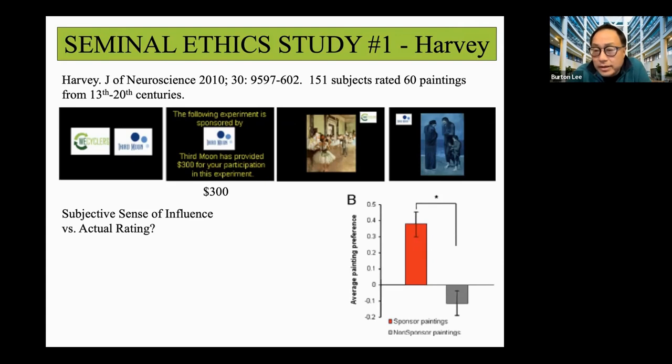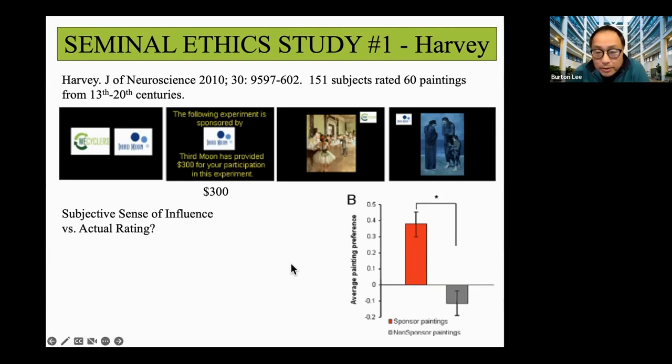So now you could think about it. Well, that kind of makes sense, right? Some company paid you $300, so maybe you don't necessarily like the painting any better, but maybe you feel some social obligation, so you kind of say nicer things, okay? So that's one possibility. And the other possibility is that you sincerely like that painting better. And so there's two potential explanations.